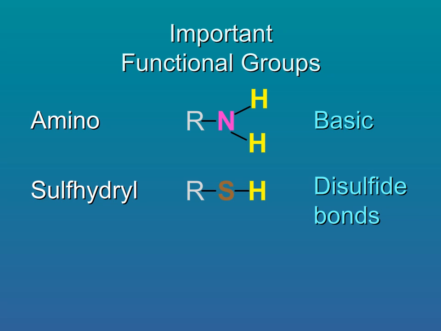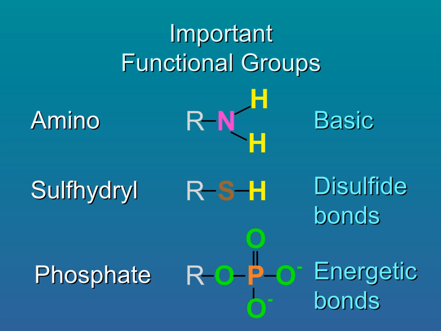Sulfhydryl consists of sulfur and hydrogen. It has a tendency to form disulfide bonds with other sulfhydryl groups. We will explore these bonds more later on in the class. And the phosphate group has a phosphorus double bonded to an oxygen and single bonded to 3 other oxygen atoms. Phosphate groups are negatively charged at a neutral pH and can store large amounts of energy in their bonds, especially when multiple phosphate groups are connected to each other.